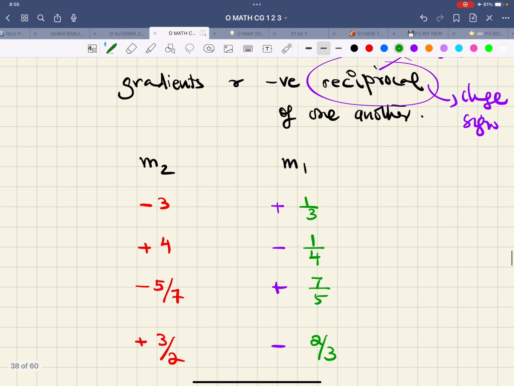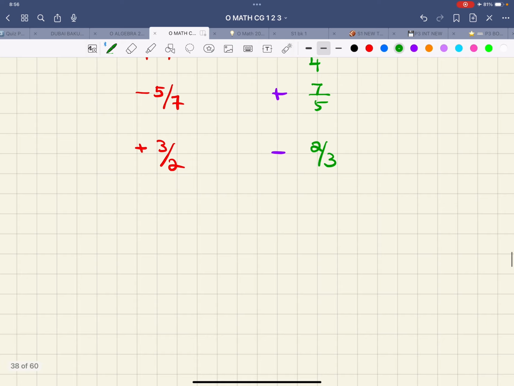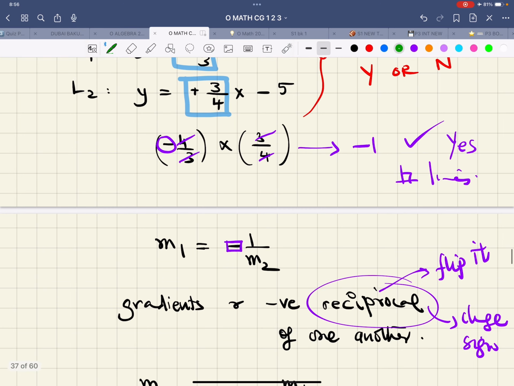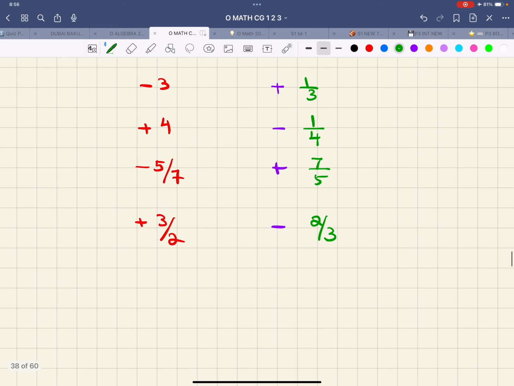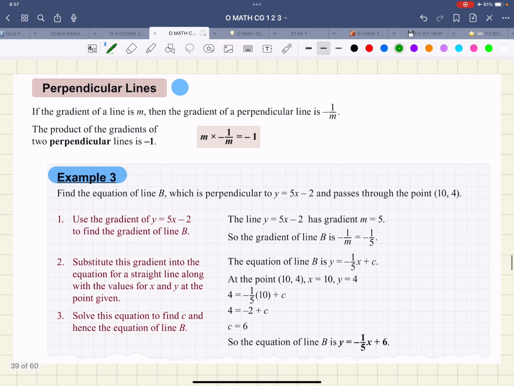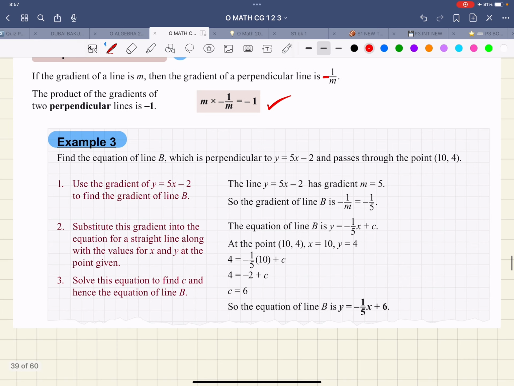Remember, in parallel lines, the gradients are the same. In perpendicular lines, the gradients are negative reciprocals of one another. And a knowledge box over here: if the gradient of a line is m, then the gradient of a perpendicular line is negative 1 over m. Let me highlight this negative, which is not so obvious. The product of the gradients of two perpendicular lines is negative 1, already done.